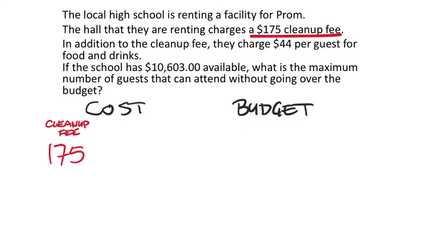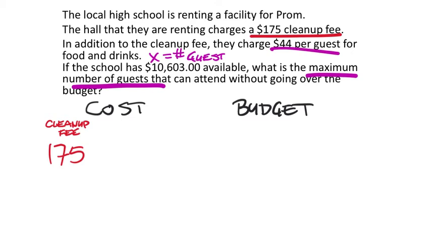And then in addition to that, it says that it's $44 per guest. Now, we don't know how many guests. That's kind of what we're trying to find. Remember, that's usually hidden in the problems. What's the maximum number of guests? So it says what's the maximum number of guests. That always has to be our variable here. So I'm just going to put number of guests because it is variable.